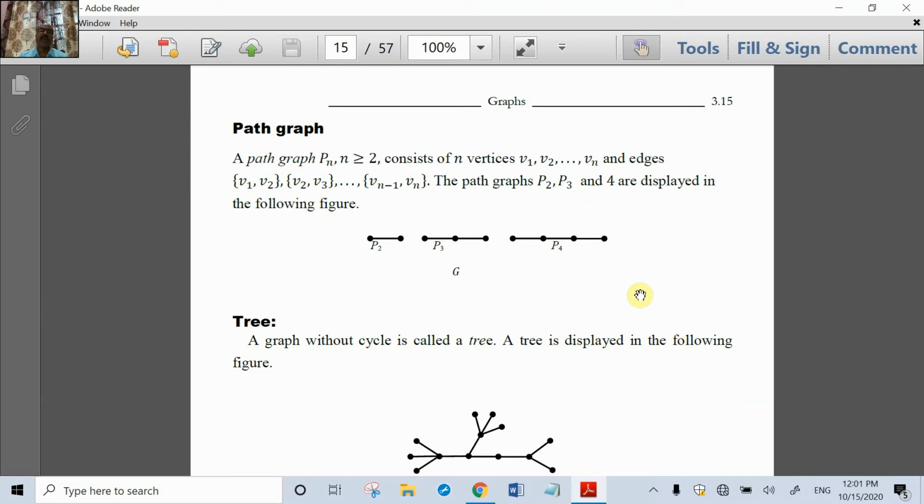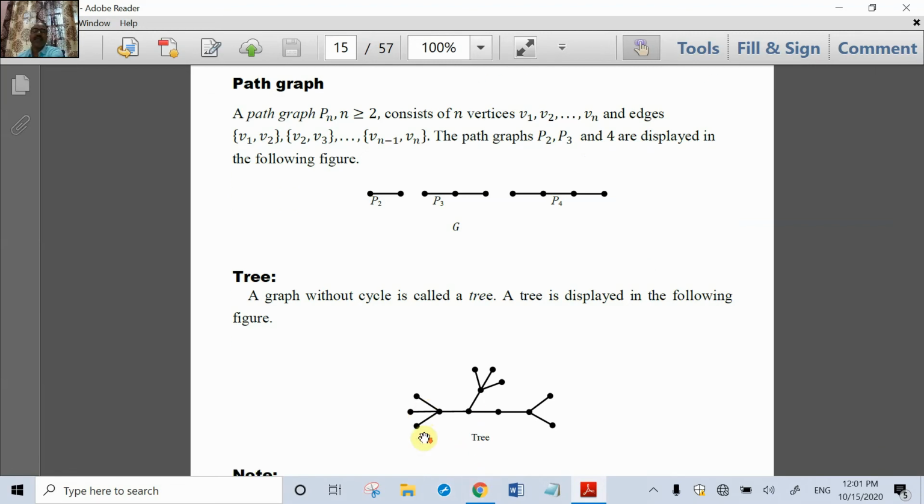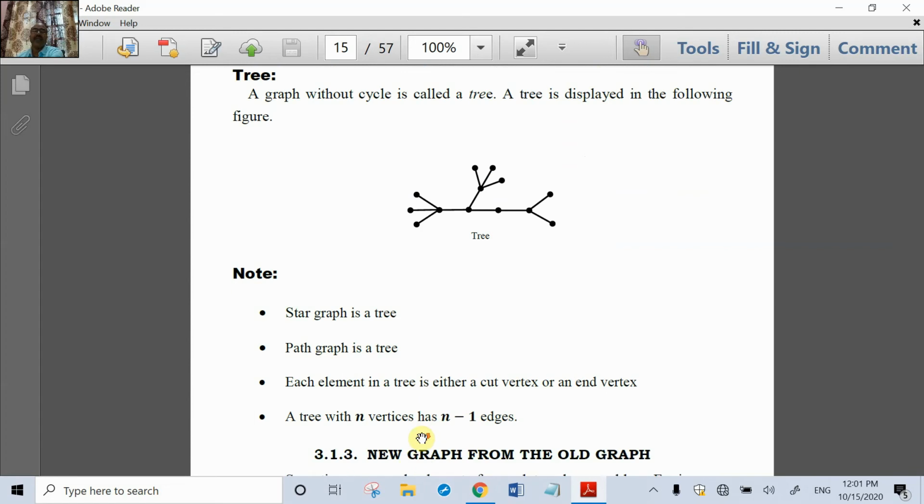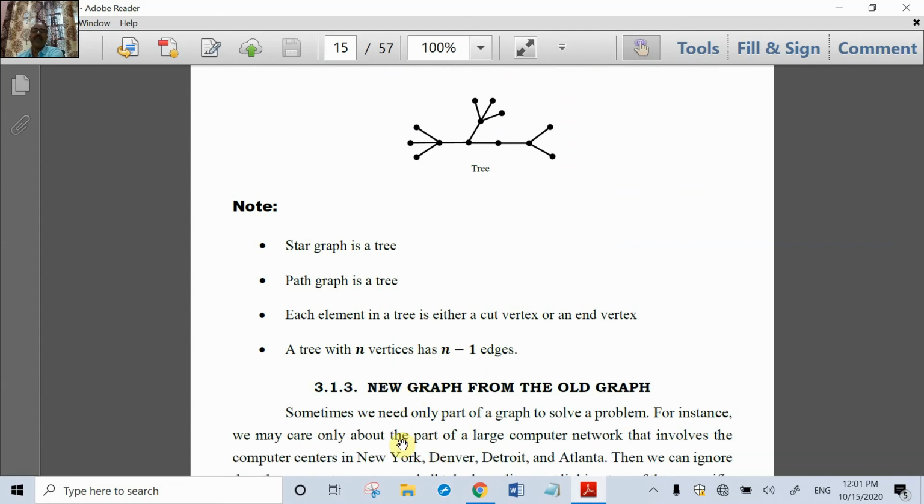Now path graph Pn consists of n vertices v1, v2 up to vn and edges v1 v2, v2 v3, up to vn minus 1 vn. It is denoted by Pn. Now note that if we also include the edge vn v1, then it is called a cycle. Now tree is a graph without a cycle. Now see, this is a tree, star is a tree, path is a tree.